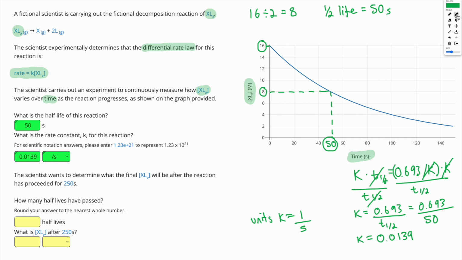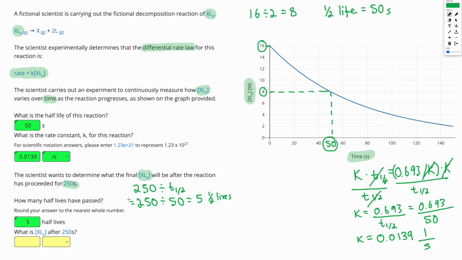Okay, lastly, we're asked to determine what the final concentration of XL2 will be after the reaction has proceeded for 250 seconds. So we've got two methods to do this again. We can either draw it out like a table, or we can do it by calculating it. Let's do the calculating method first. So with the calculation method, we're going to take the time and we're going to divide it by the half-life. So that's going to be 250 divided by 50. That gets us 5. So 5 half-lives have passed. So that's the answer to our first question.